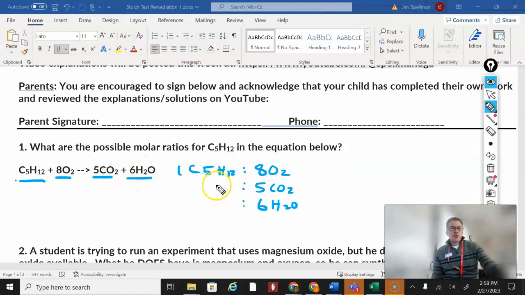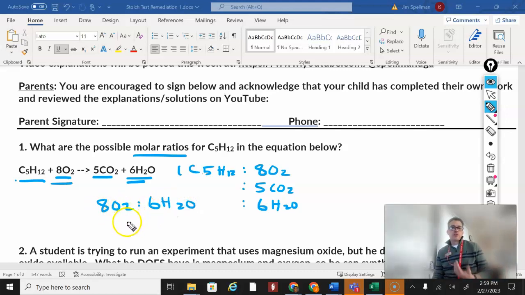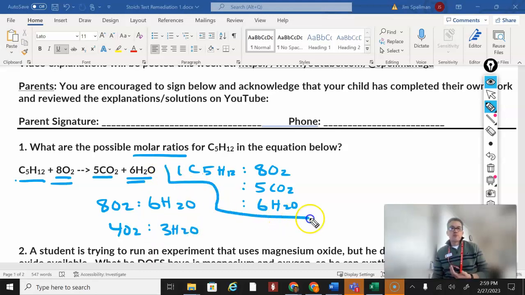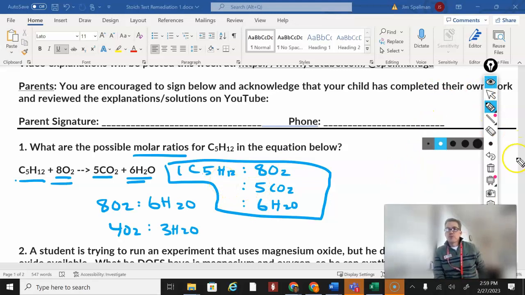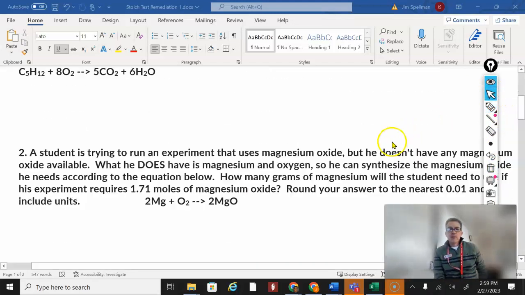The only semi-tricky part of this sometimes is we can reduce them. If you were asked to do the molar ratios between oxygen and water, for example, you might write down 8 oxygens to 6 waters. We could reduce this just like you would a fraction, 8 over 6. We could divide 2 into each of those, and simplify that a little bit to make it 4 oxygens for every 3 waters. But the way I've got this one written, we could write it in 3 different ways: 1 to 8, 1 to 5, 1 to 6. So we're simply looking at the numbers in the balanced equation.